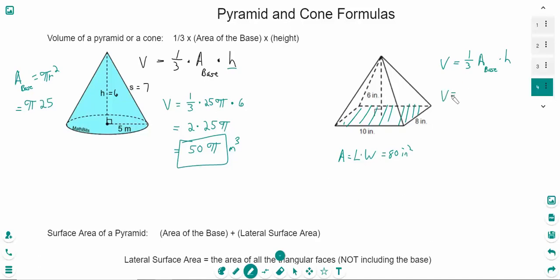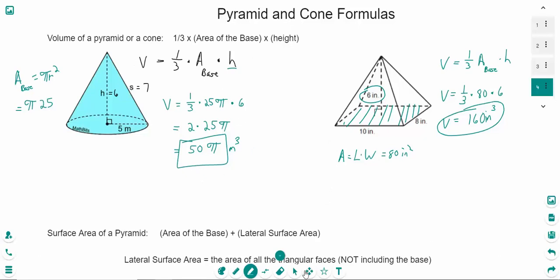So the volume is going to be 1/3 times the area of the base, which we found to be 80, times the height, which they give us right here, which is 6. Once again, I'm going to take this 1/3 times the 6. In this case, that gives me a 2. And then 2 times 80 is going to be 160. So we end up with the volume being 160 inches cubed. Hopefully that makes sense. Again, very straightforward. It's just a matter of plugging numbers in once you've figured out the formula.